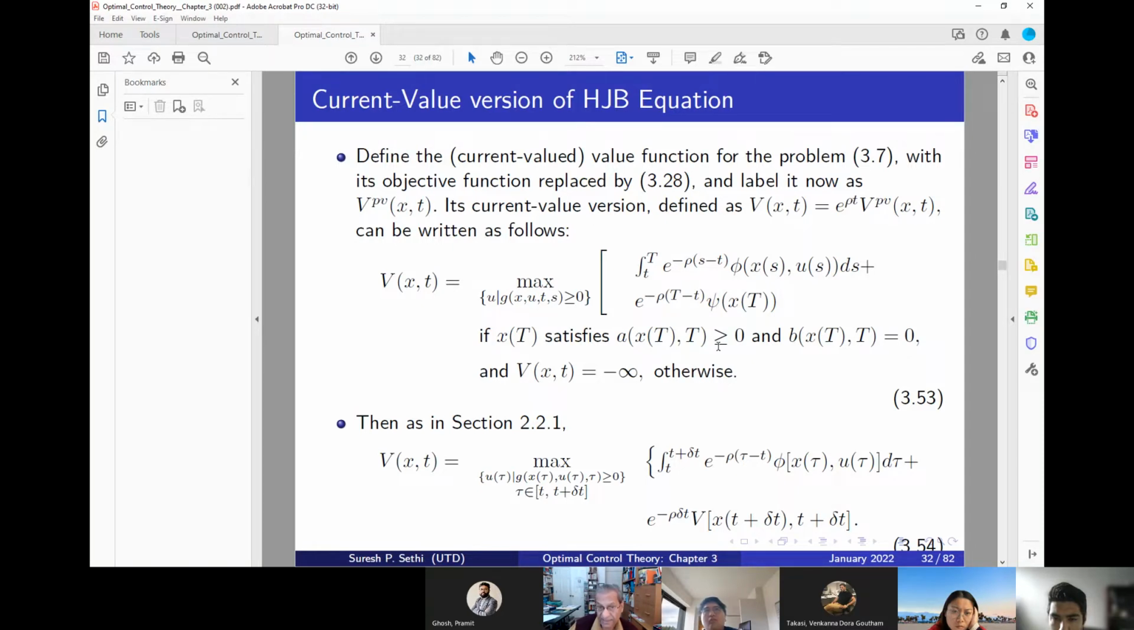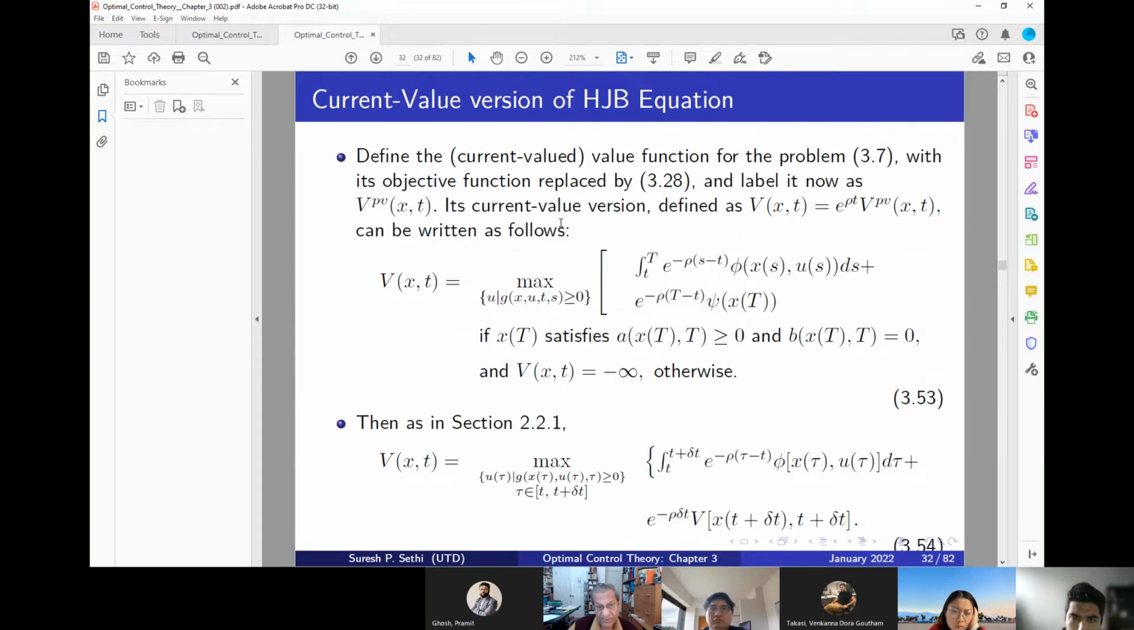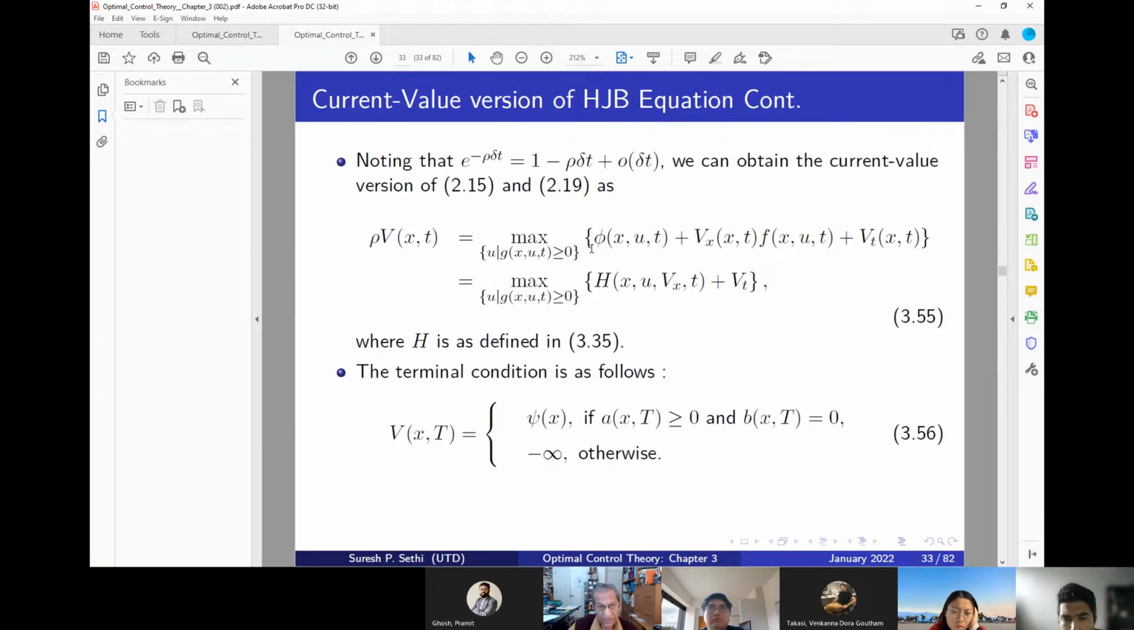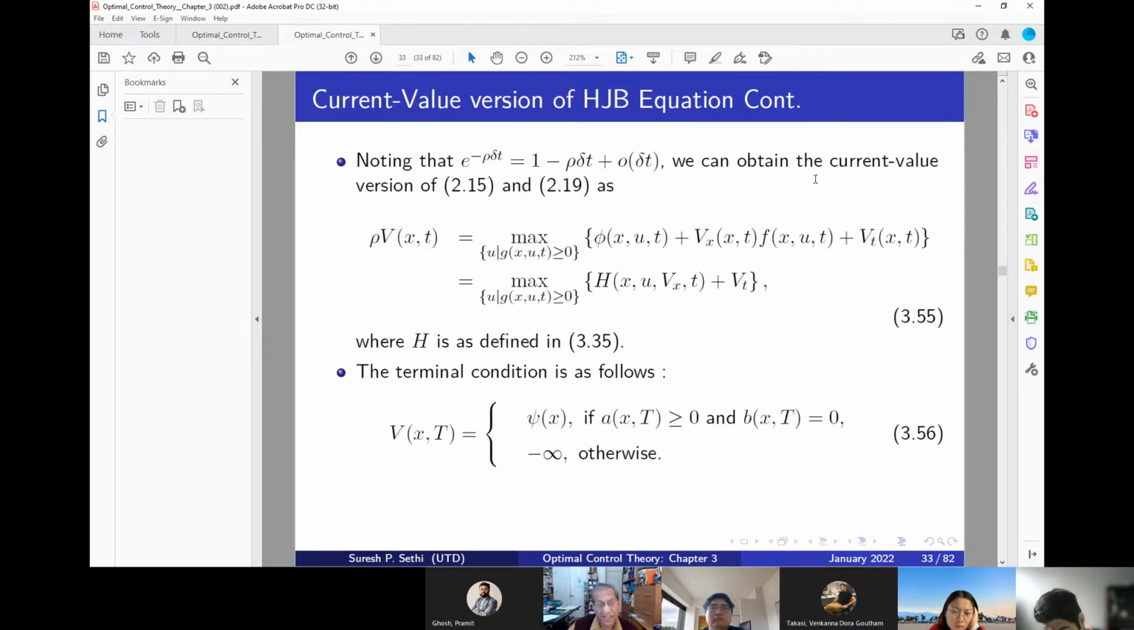The next place is interesting. E to the minus rho delta t can be expanded this way: 1 minus rho delta t plus a little o of delta t. Remember that o of delta t goes to 0. That's how we derived that equation. So now we have to do that too. When I substitute this, you can see the versions in 2.15 and 2.19, so delta t, we can obtain the current value version. So I do this, and I get this. Then let delta t go to 0, I get this.